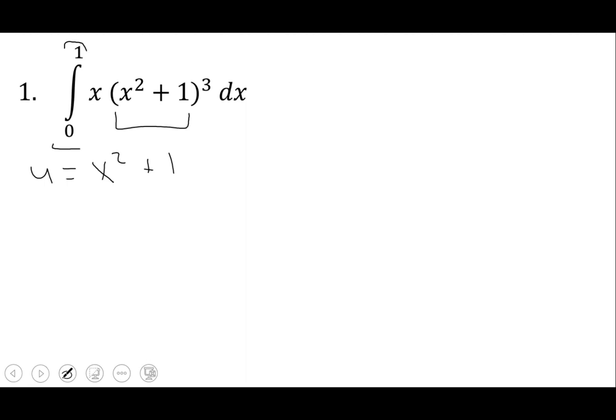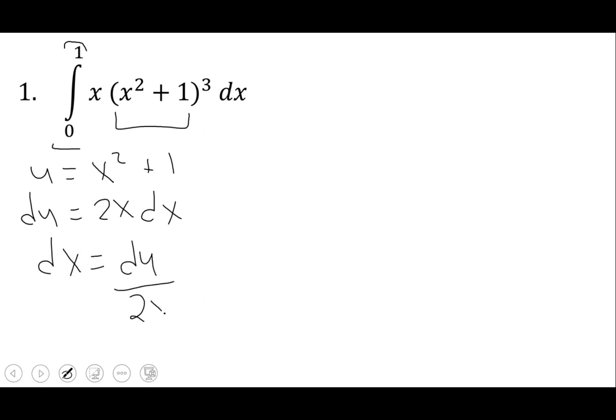After you've identified what u is, go ahead and take the derivative of u, which is du. The derivative of x squared is 2x dx, and the derivative of a constant is still 0. Go ahead and solve for dx, which in this case would be equal to du over 2x. So that's the same as what we've been doing for the last couple of days, rewriting the variables in the problem in terms of u.